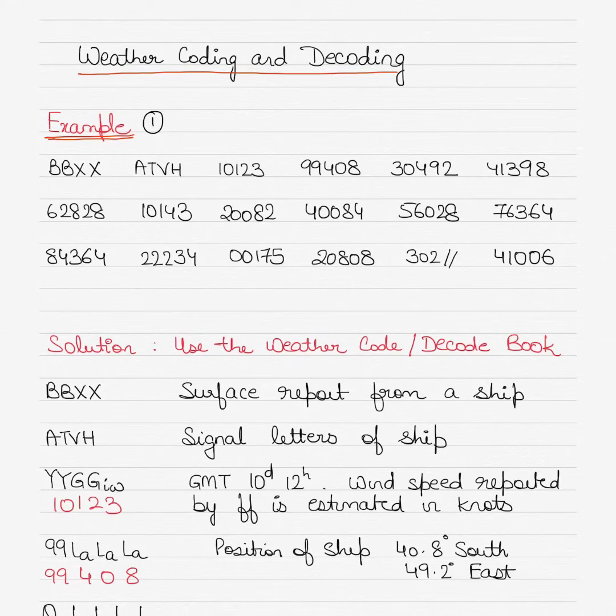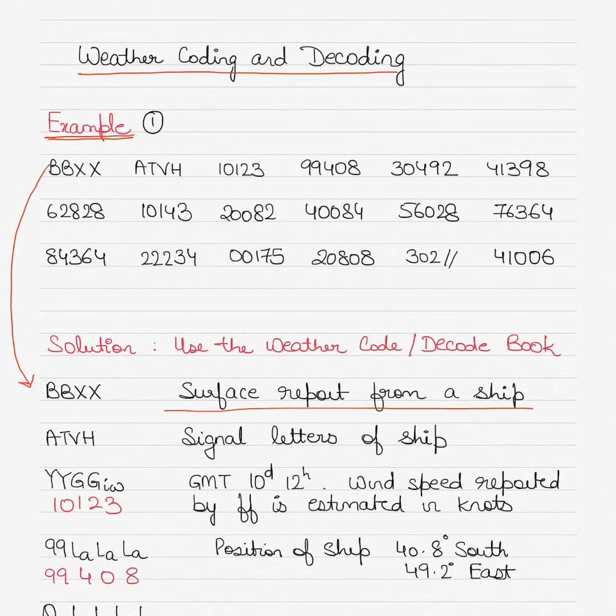So the first one here is the BBXX letters that you see. The first one is pretty simple. If you see the BBXX, that means it's a surface report from a ship. Normally if it's from a coast station, you will see the letters AAXX, or Alpha Alpha, X-ray X-ray, whichever you find easy to follow.